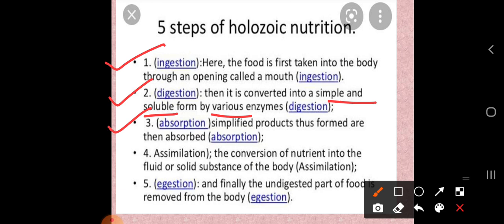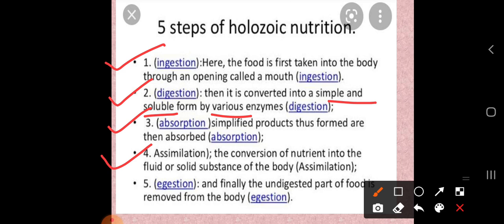Whatever required amount of energy we need to develop our body, we absorb here in the third step. And the fourth step is assimilation. After taking this energy, we convert it into liquid form or solid form. So this is assimilation. And in the fifth part, what are we going to do? We are going to remove the toxic effects which are not required by our body.